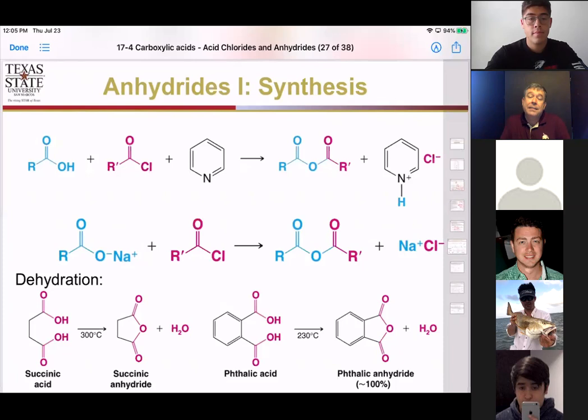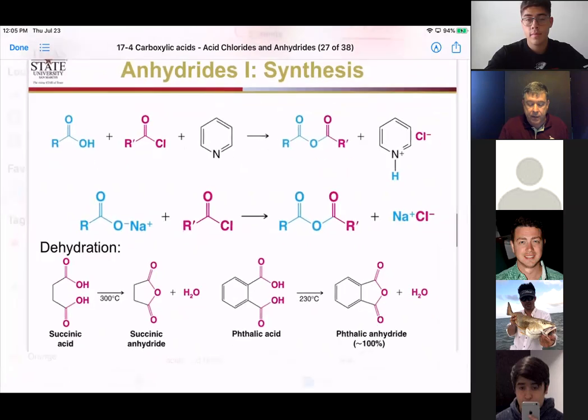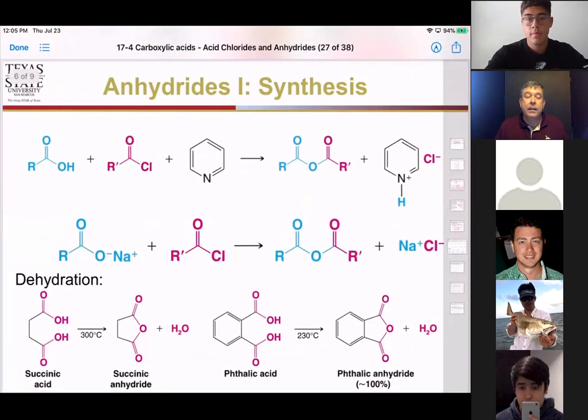The anhydride is basically just a carboxylic acid that has water removed. Unfortunately, unless you're forming a ring, you cannot just heat up 2 carboxylic acids and expect it to dehydrate. This only works if you can make a 5 or 6 membered ring. So if we look at the bottom half here, this 5 or 6 membered ring available to us means we can do it. Notice these are very high heats.